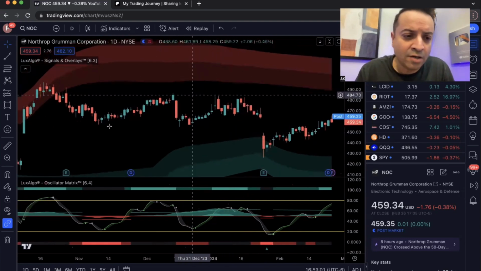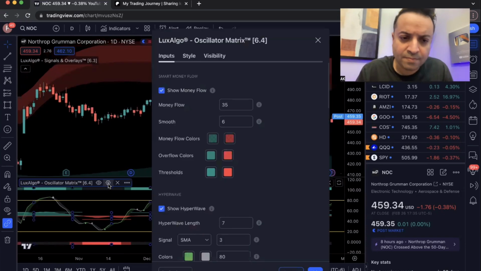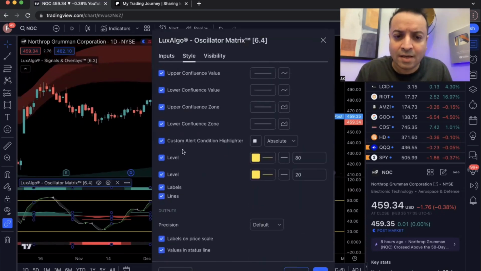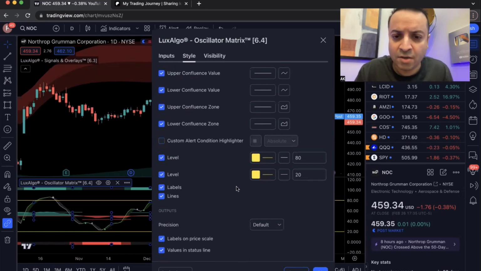So I only had that on. In the oscillator matrix, I had everything on default. The only thing that I did was in style, the levels right here, the 80 and the 20, I made those solid yellow lines, as you can see right here. So this way, if you take those off, right? Because I wanted to see where this particular stock was oversold or overbought. Okay.